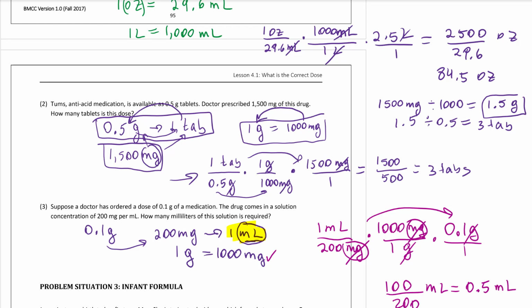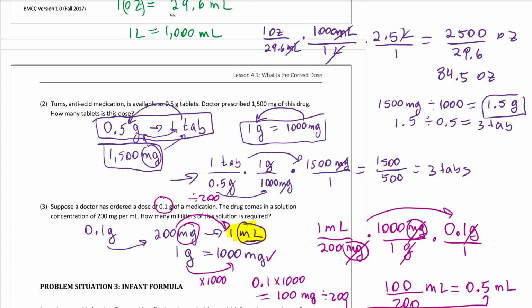Alternatively, to answer this question, you can go ahead and do the conversion more informally. So you have 0.1 gram of the medication, okay? And you know that 1 gram contains 1,000 milligrams. So that means you want to multiply it by 1,000. So 0.1 multiplied by 1,000 gives us 100 milligrams. And then if you want to go from milligrams to milliliters, since you go backwards to 1, that would be division by 200. So you'll divide it by 200, and you'll get to the same answer.